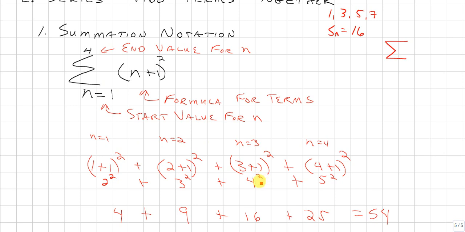And actually, somehow I got off. n is equal to 3, 3 plus 1 squared. 3 plus 1 is 4, so that'd be 4 squared.